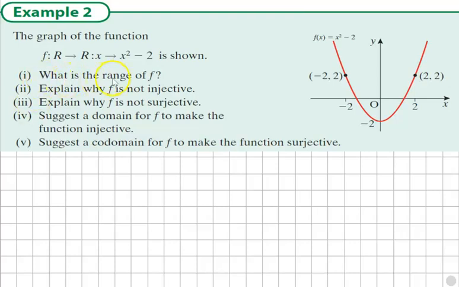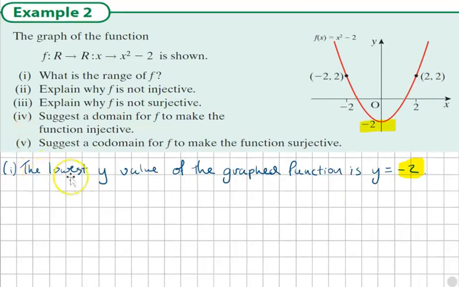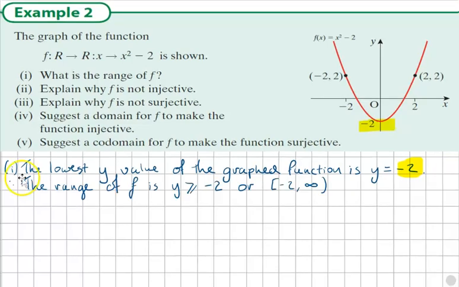So part 1, what is the range of f? The lowest y value of the graphed function is y equals minus 2, and I've highlighted that there in yellow. Therefore, the range of f is y greater than or equal to minus 2, or square bracket minus 2 comma infinity curved bracket. So the range is from minus 2, including minus 2, up as far as positive infinity.